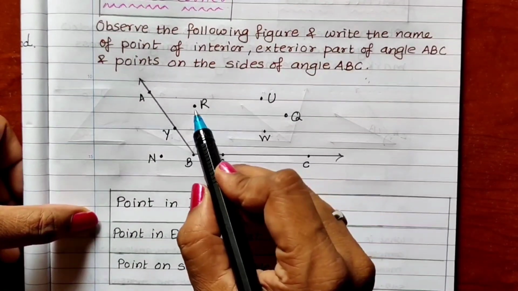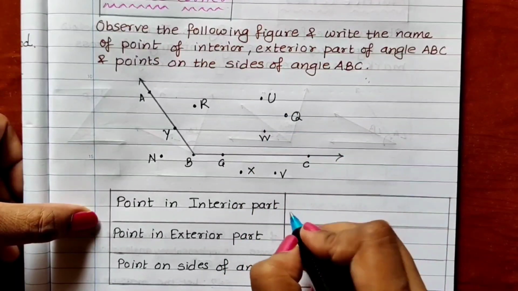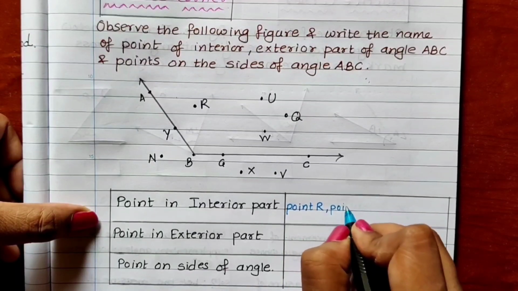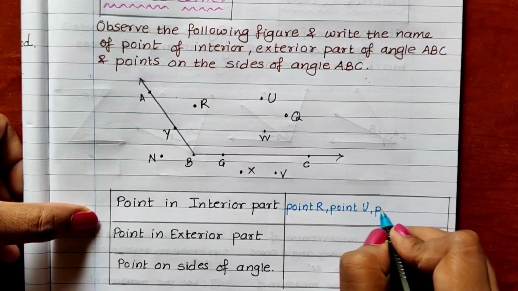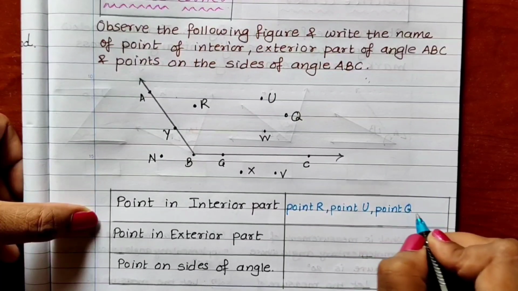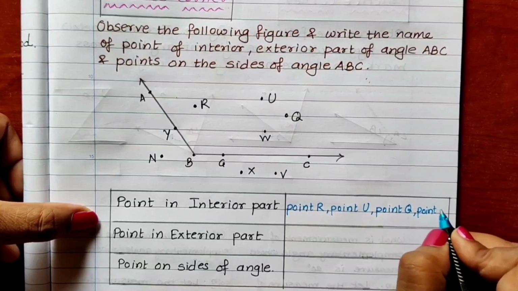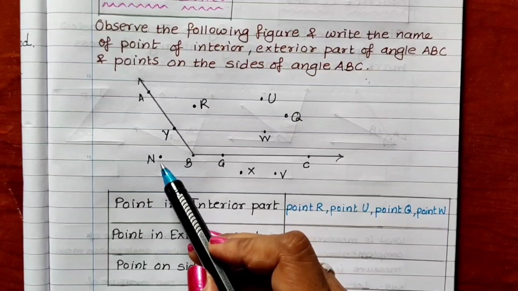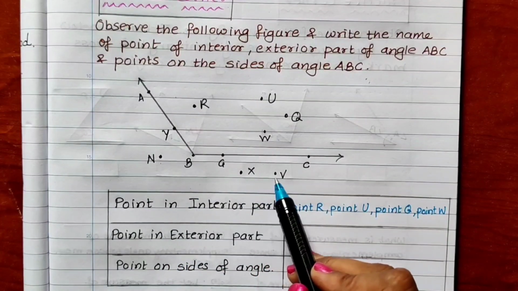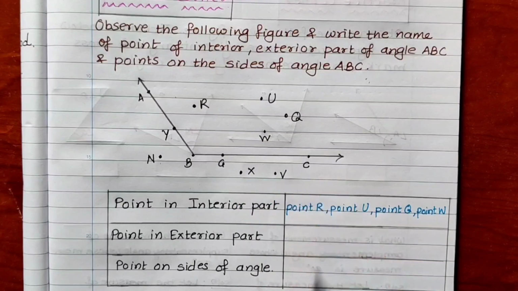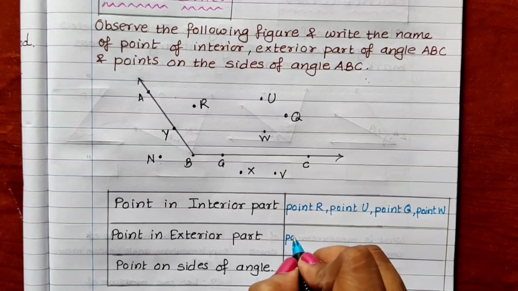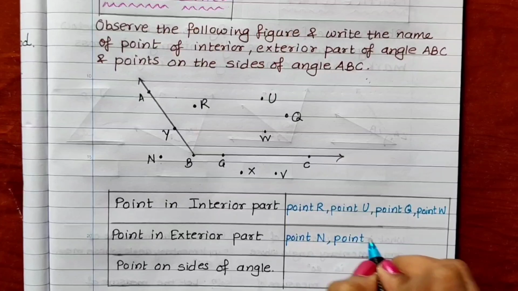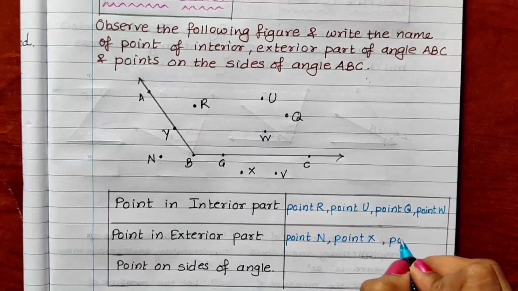Points in the interior are point R, point U, point Q and point W. So I will be writing here point R, point U, point Q, point W. Now we have to write the names of points in the exterior part. We can see point N is in the exterior, X is in the exterior, and V is in the exterior. So point N, point X and point V.